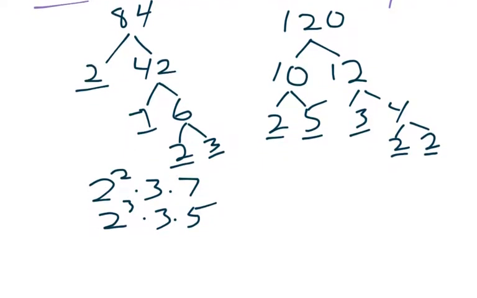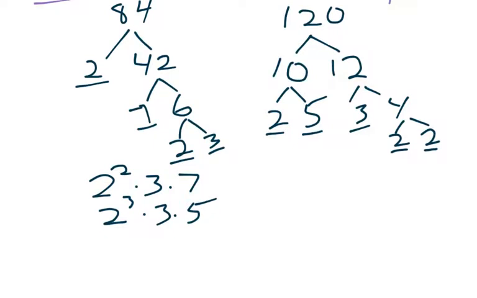Now on that second step, the greatest power, look at 2 squared and 2 to the third. 2 to the third is the greatest power out of the 2's, so I write 2 to the third down. And then I'm going to look at the 3's. The greatest power for 3 is 3 to the first.